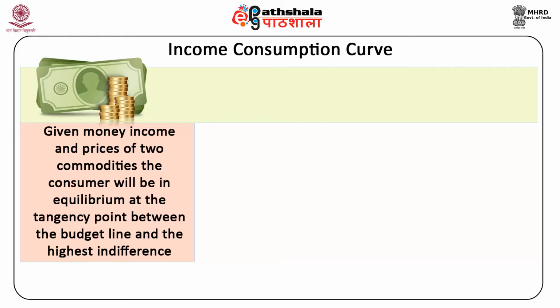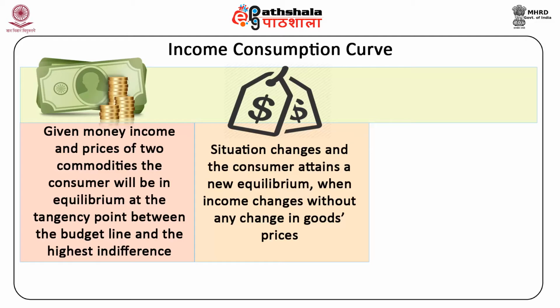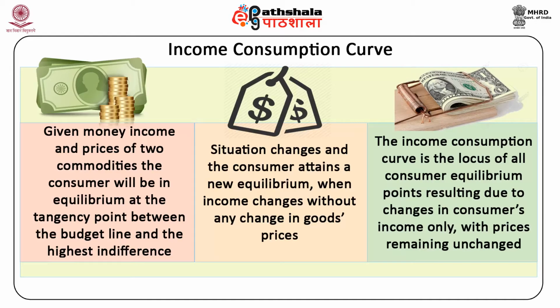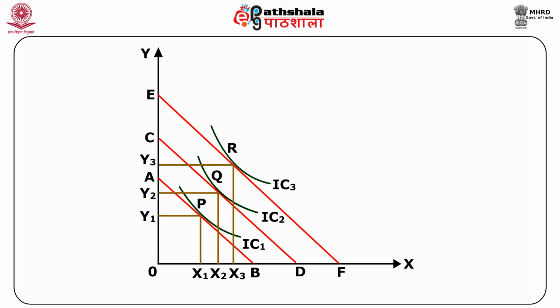Now, we will analyze how the situation changes and the consumer attains a new equilibrium when income changes without any change in goods prices. The income consumption curve is the locus of all consumer equilibrium points resulting due to changes in consumers' income only, with prices remaining unchanged. In the figure, AB indicates the budget line for a given income level M1 and given prices. The consumer is in equilibrium at point P when indifference curve IC1 is tangent to the budget line AB. At P, the consumer purchases OX1 of commodity X and OY1 of commodity Y.